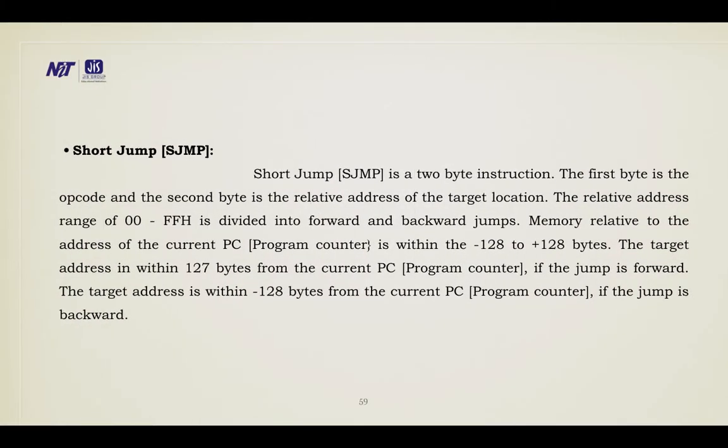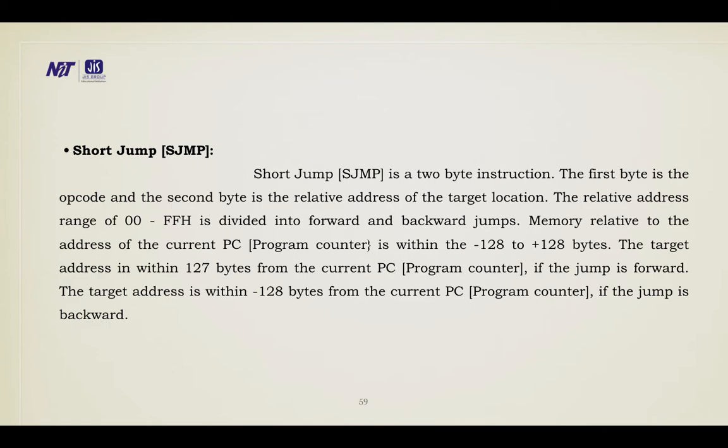Short jump, SJMP. Short jump is a 2-byte instruction. The first byte is the opcode and the second byte is the relative address of the target location. The relative address range of 00 to FFH is divided into forward and backward jumps. The target is relative to the program counter, from -128 to +127 bytes.